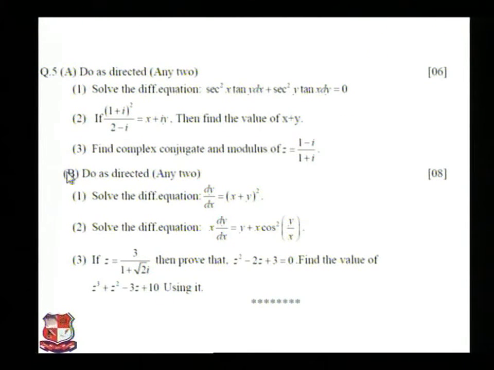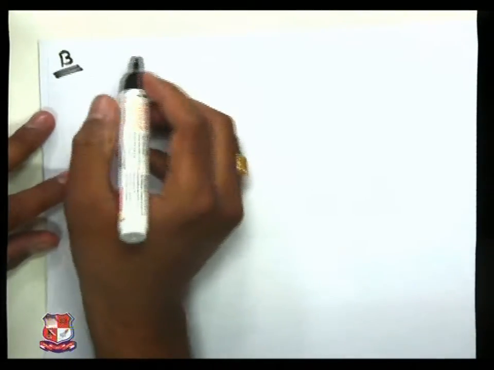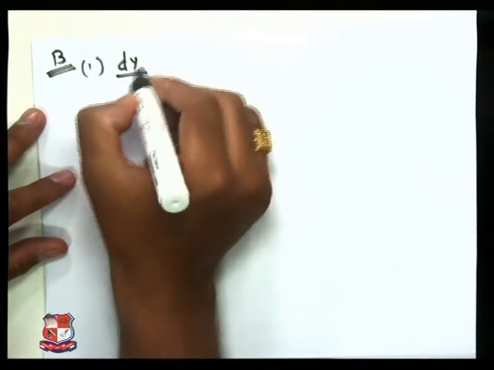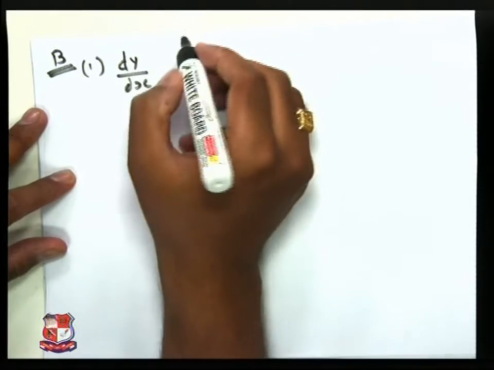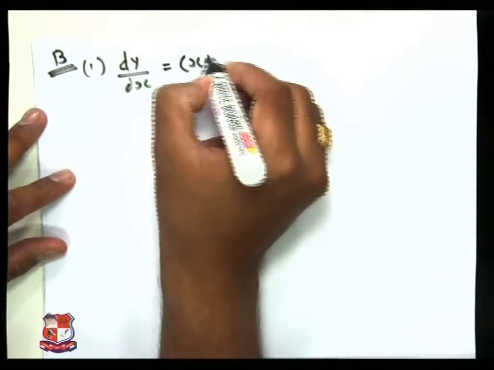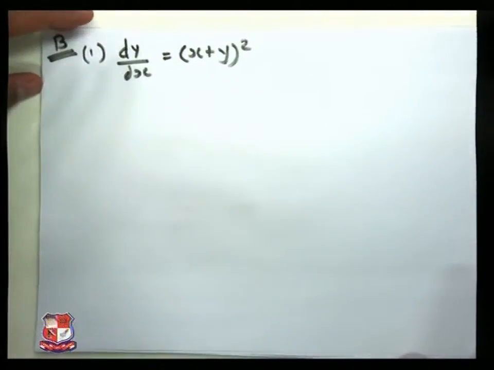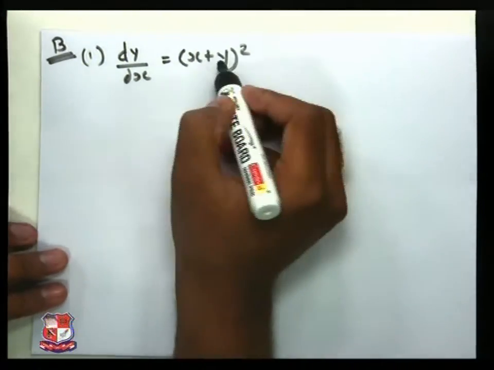Our next question, that is B, for question 5b. First question, that is solve the differential equation dy by dx is equal to x plus y whole square. So we write dy by dx is equal to x plus y whole square. So we want to find the solution of the differential equation.